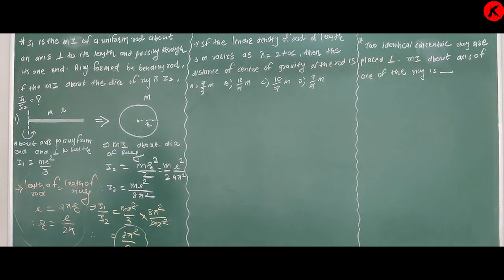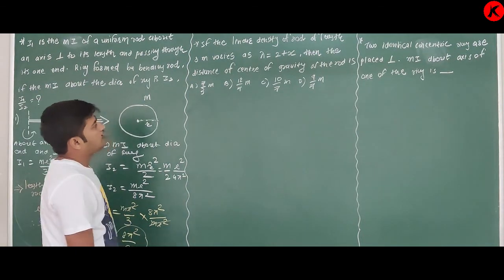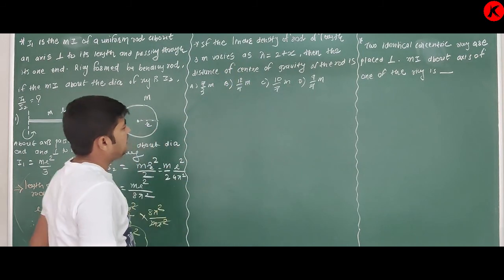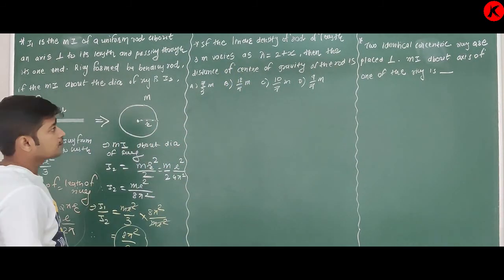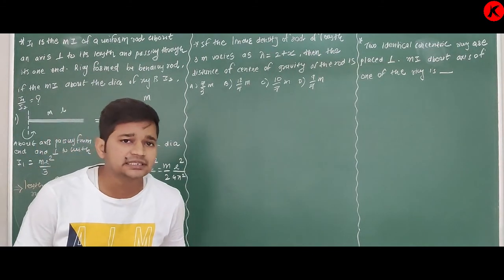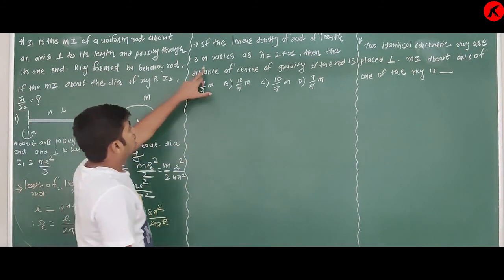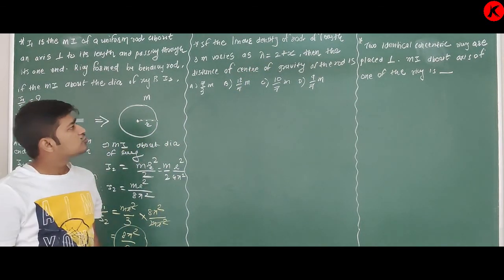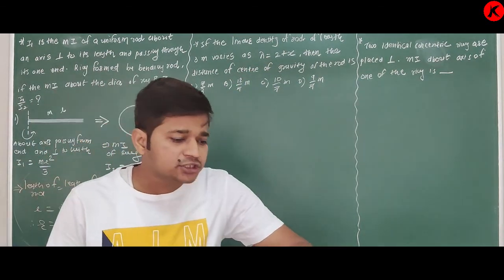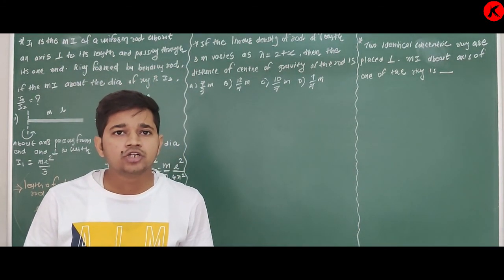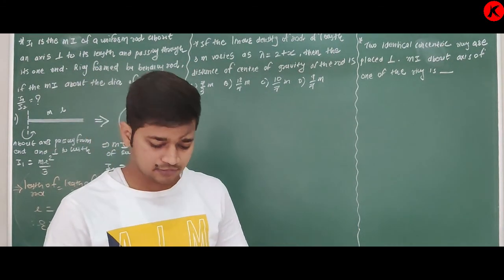If the linear density of a rod of length 3 meter varies as lambda is equal to 2 plus x, then the distance of center of gravity of the rod is. Now see here, this lambda means linear mass density. Lambda is equal to 2 plus x, means mass is not constant throughout the length.